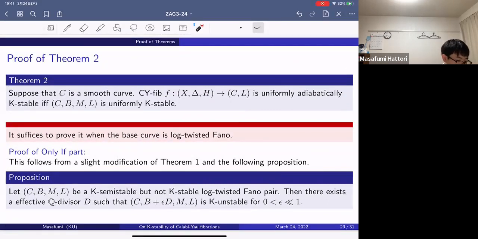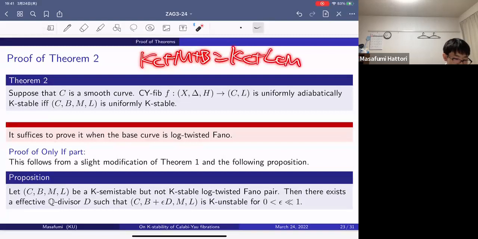So suppose that C is a smooth curve. Then the Calabi-Yau fibration F is uniformly adiabatically K-stable if and only if (C, B, M, L) is uniformly K-stable, when F is a K-trivial fibration. And we remark that K_C plus M plus B equals K_C plus L_C M. And if this is ample, the theorem follows from Jian-Song.